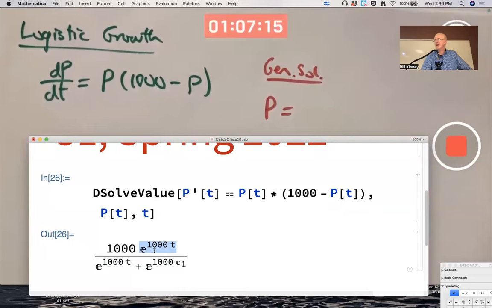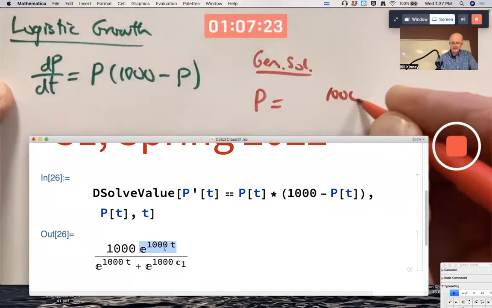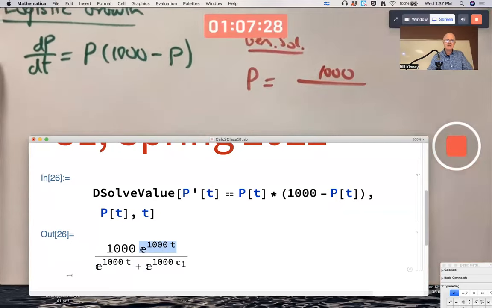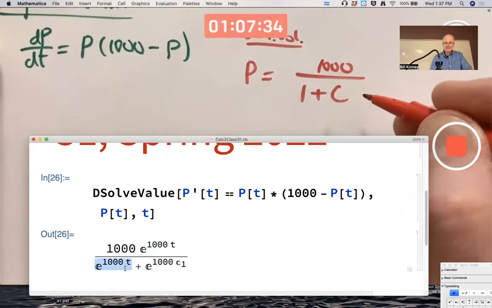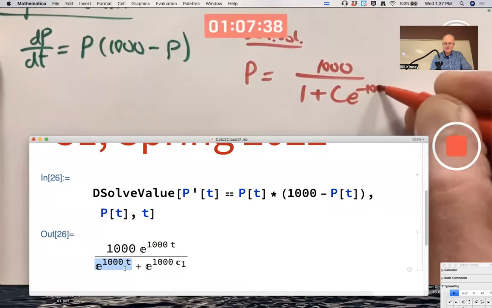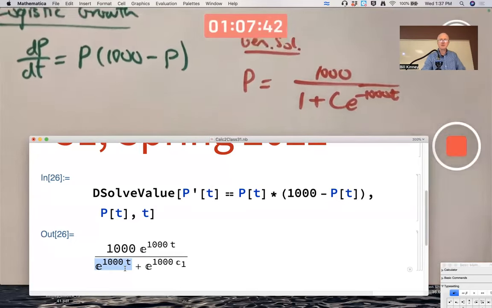If I do it to both the top and the bottom, it doesn't change the function. So it's going to cancel the e to the 1,000t on top, leaving me with just 1,000. On the bottom, it's going to cancel here, leaving me with a 1. And I'm going to divide C by that. I'll get C e to the negative 1000t. Okay, I'm going to write the general solution like that.